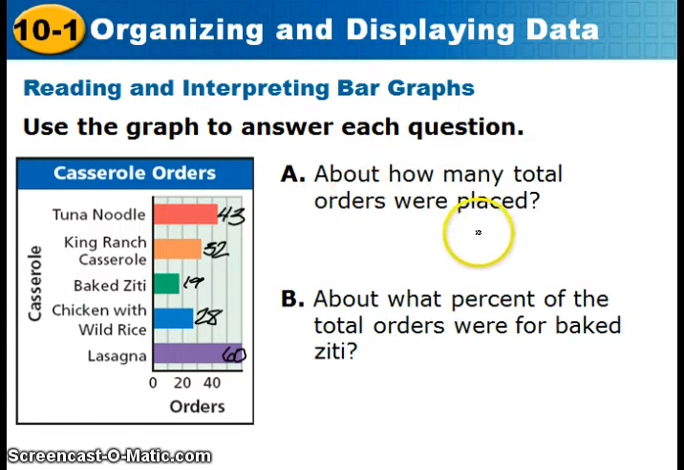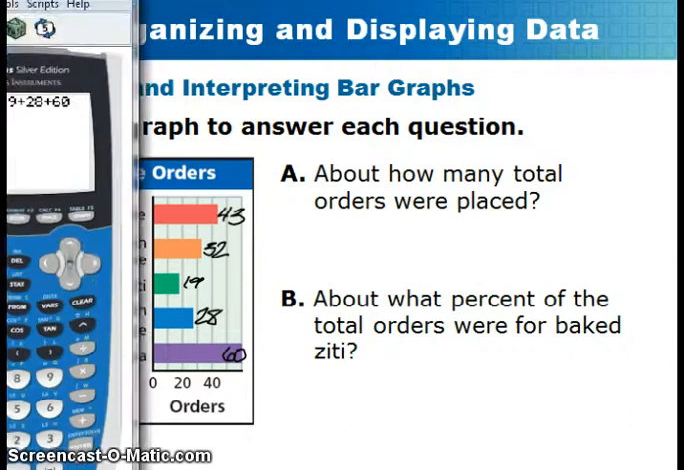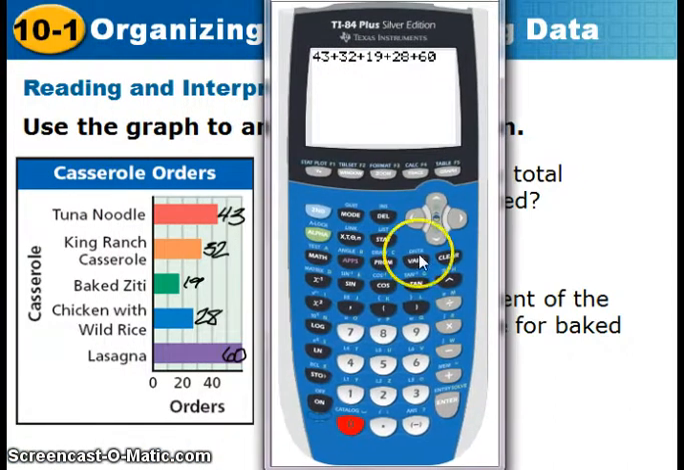And so if you wanted to know how many total orders were placed, you'd want to add up all 5 of these numbers. So if you get out your handy-dandy graphing calculator and add all of those numbers up and hit enter, you'll see that the answer is there were 182 casserole orders.